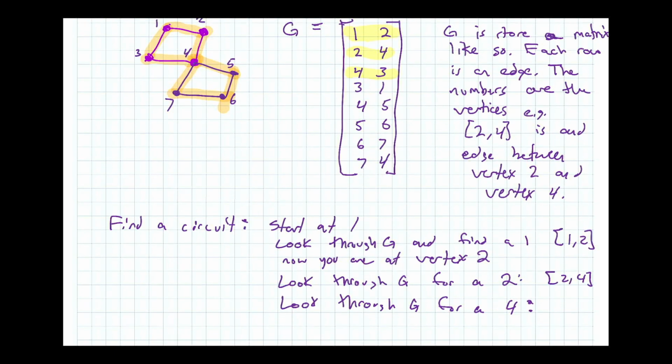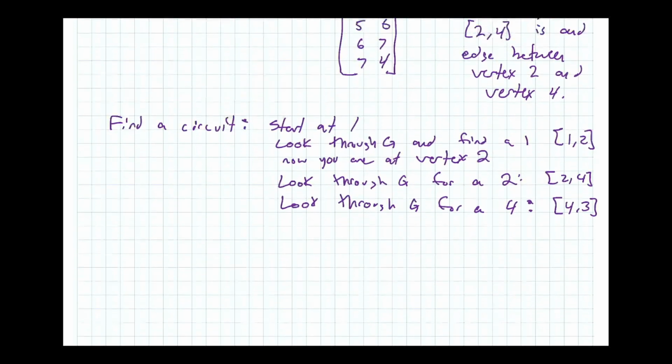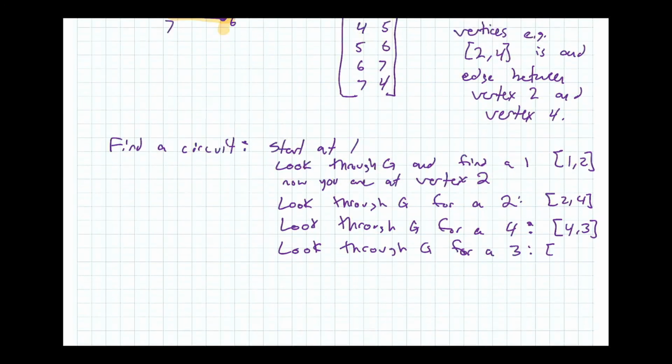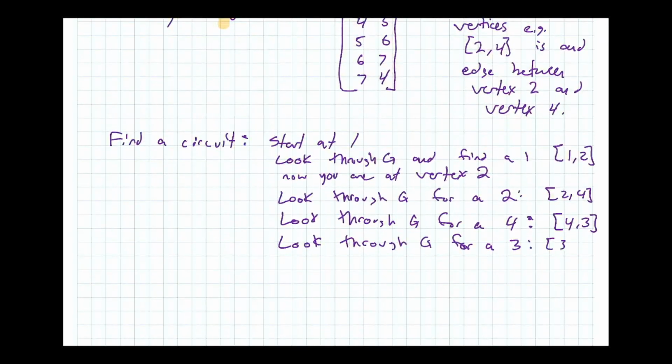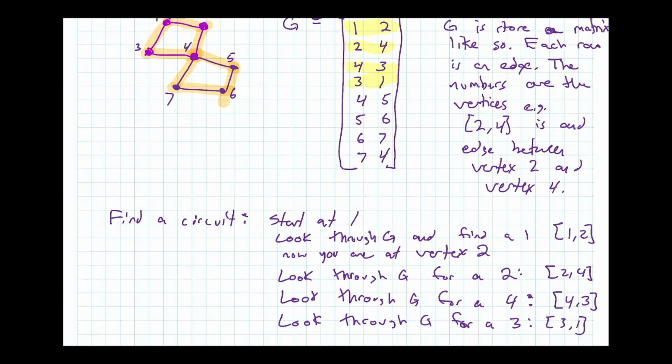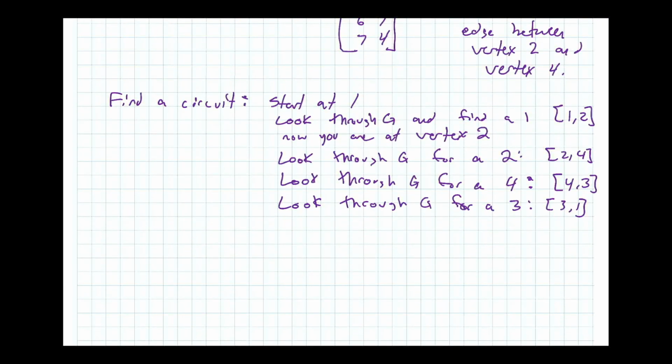So you find 4, 3. Then you look through G for a 3, which you'll find 3, 1, it looks like. So you find this. And now you're back to where you started, so you stop.